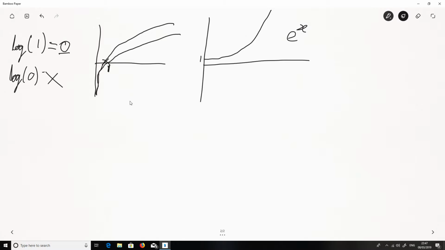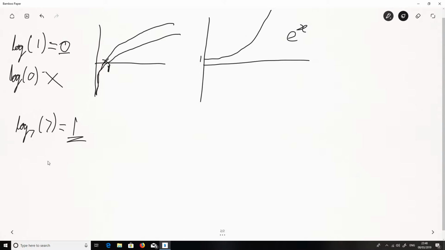So I will take you through some example questions now. The first one we'll take is log to the base 7 of 7. Now, log to the base 7 of 7, so 7 to what power makes 7? That would be 1. So that sum would equal 1.